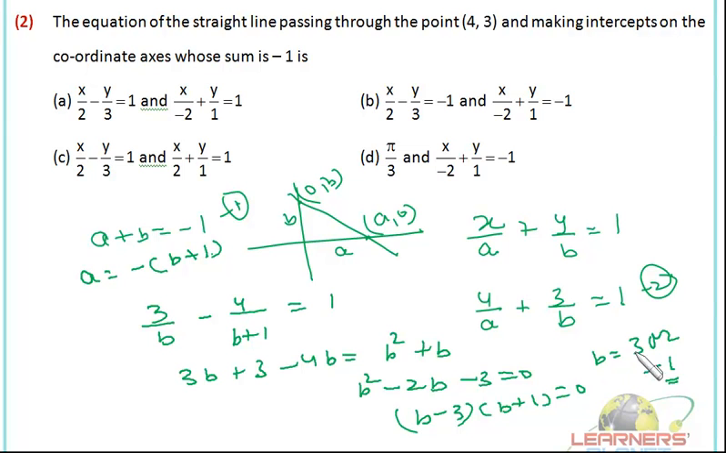Okay, so we got the value of b, and if we substitute the value of b over here, we'll be able to get the value of a, right? So actually for two values of b, we will be getting two values of a, and if we have two values of a and two values of b, then we will be able to get two equations of lines, right? One set of a, b and another set. You just put the values over here, you'll be able to get two equations of lines. Okay, so after that you can proceed, I hope.